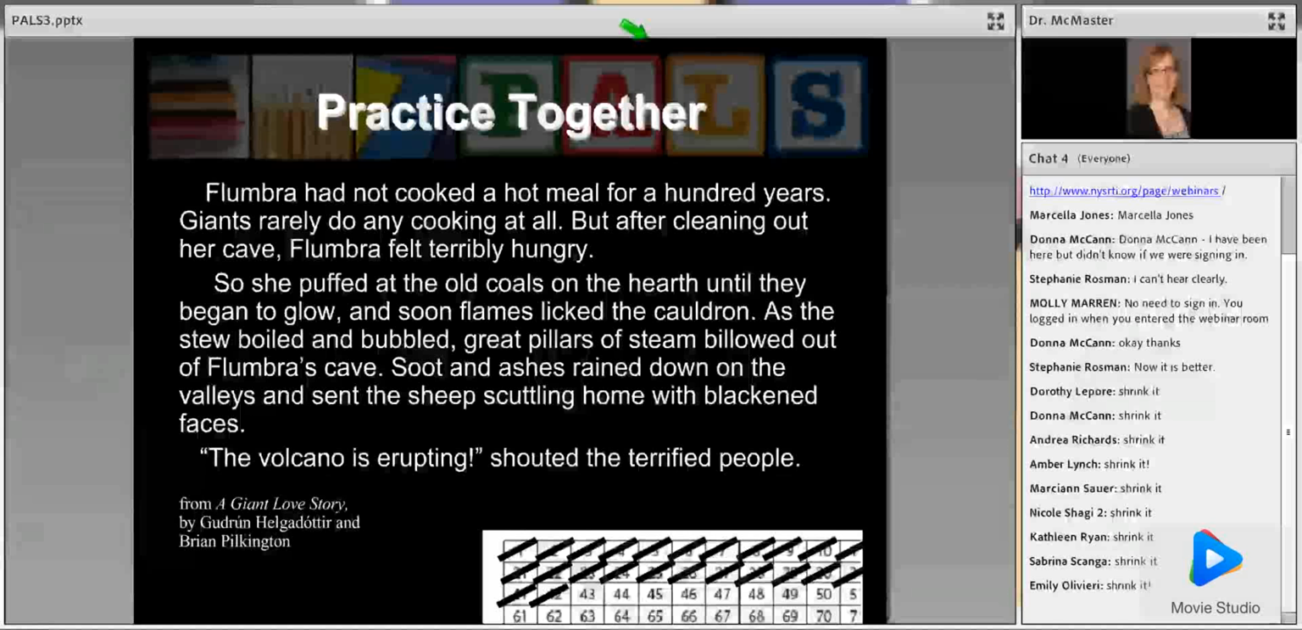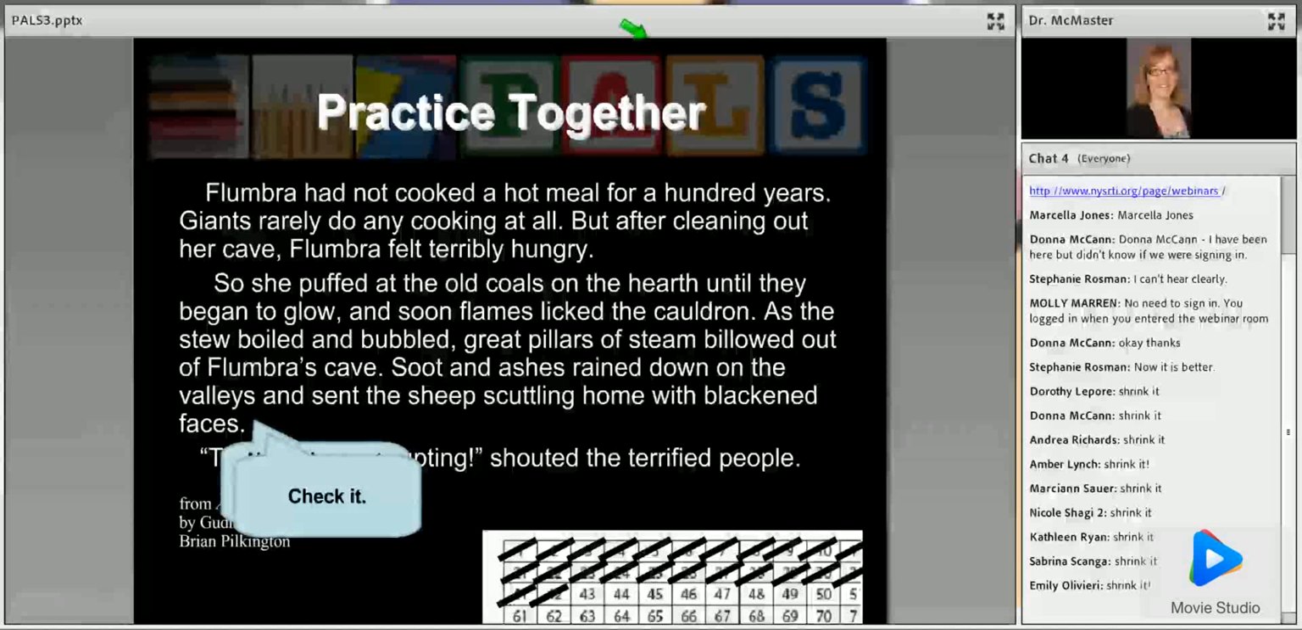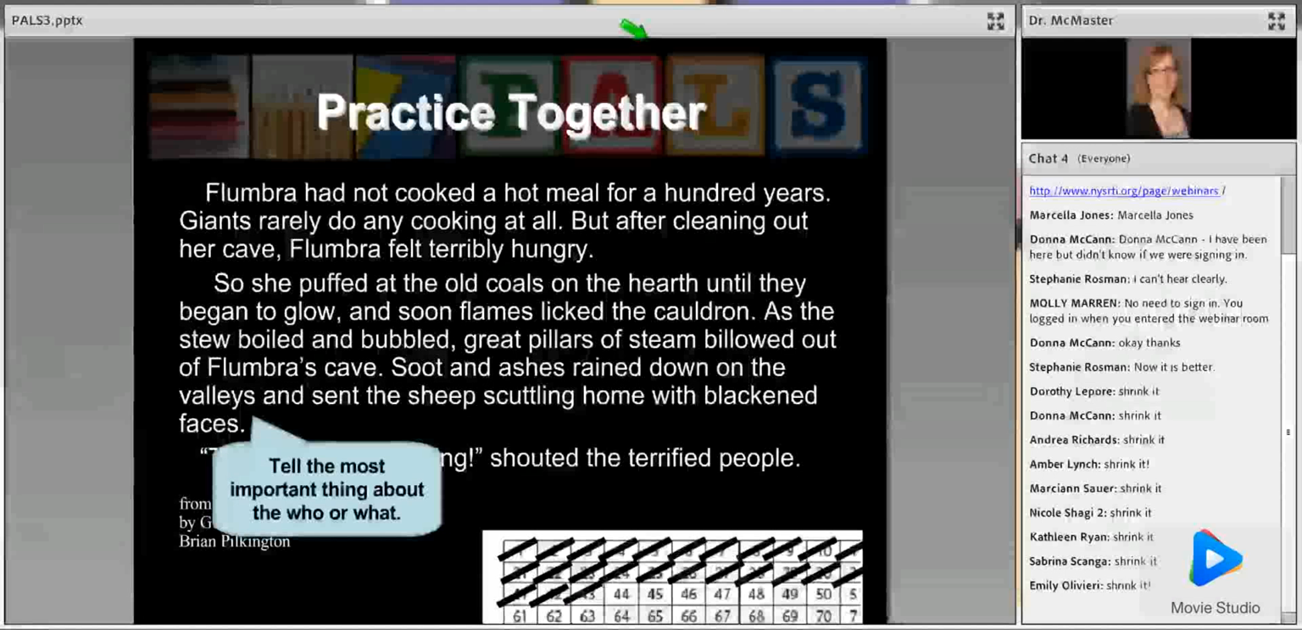So now my partner would say, name the most important who or what. The sheep? Now, if my coach didn't agree with me, the coach might say, check it. So I'd have to go back and change my answer. Oh, maybe it's Flumbra. So then the coach would mark a point and say, tell the most important thing about the who or what. So Flumbra was cooking her stew, and it boiled over, and lots of steam and soot and ashes started coming out of the cave.